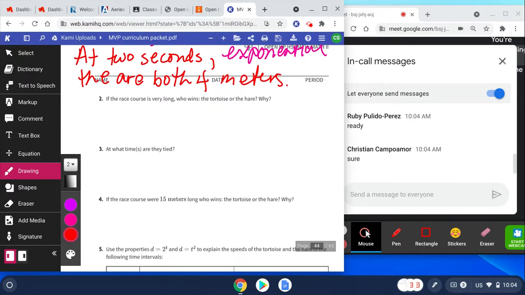Thank you. Okay, this full key is going to be attached in case you guys need it later. So if some of that went too fast for you, you can copy from a neighbor or you can see the key later. Okay, if the race course is very long, who wins? Type in the chat. Do you think the tortoise is going to win if the race is very long, or the hare? Remember that our tortoise is t squared and the hare is 2 to the t. What do you think wins in the long run?